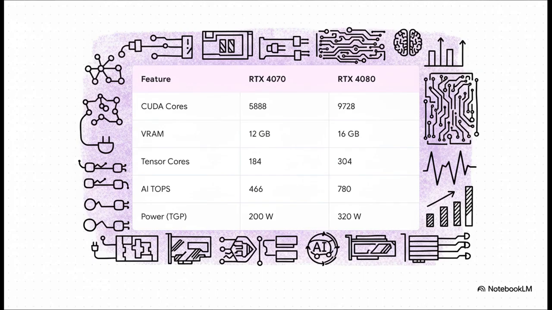We've talked about CUDA cores and VRAM, but look at everything else. The 4080 has more of those specialized tensor cores, and its AI TOPS, which is just a fancy way of saying how fast it is at AI math, is way higher. But here's the catch, right? Look at the power draw. The 4080 is a thirsty card at 320 watts, while the 4070 is much more efficient at just 200.